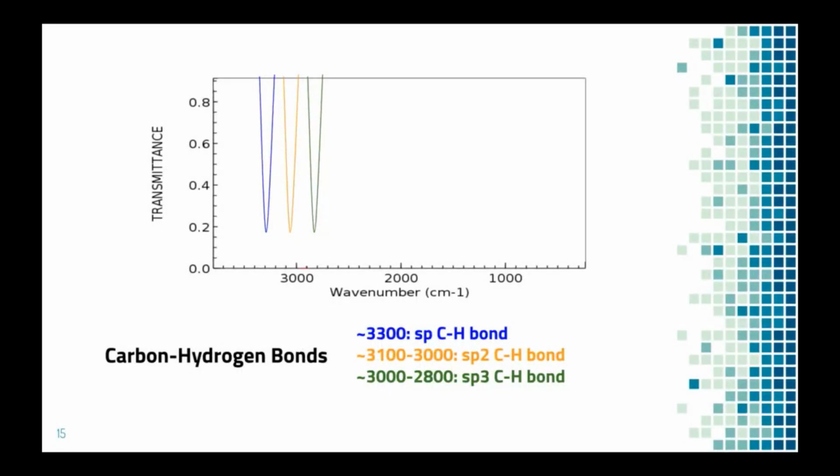If we're looking at, my bad, at around 3300, if we're looking at the carbon-hydrogen bonds, that's where we're going to see our sp. And then if we go slightly lower, at around 3100 to 3000, that'll be our sp2 carbon-hydrogen bond. And then a little lower than that, the 3000 to 2800 range is the sp3 carbon-hydrogen bond.